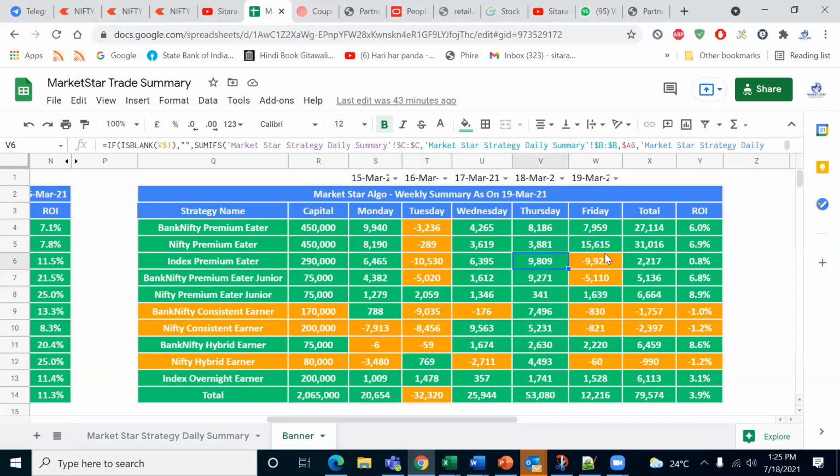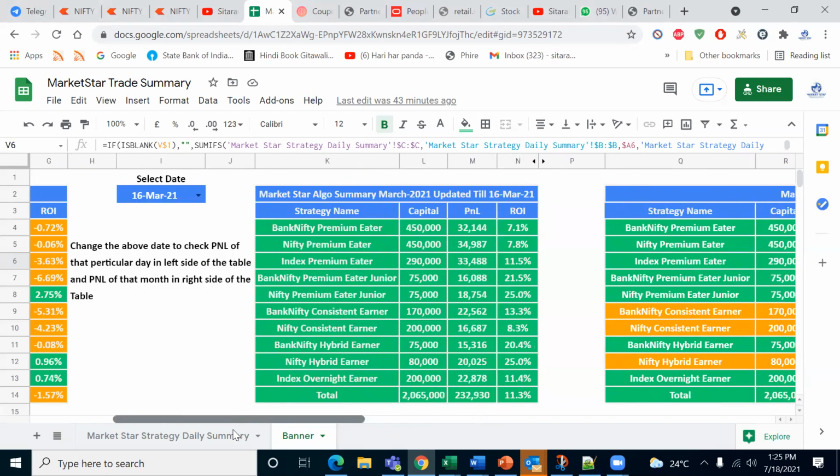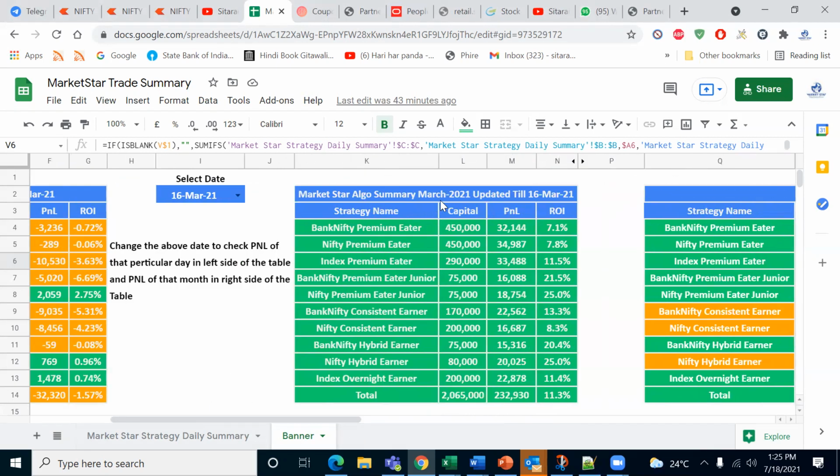So the entire week, even after two major losses, still ended in a very good profit. Now, what happened to the monthly result of March? The monthly result of March, if you see here, index premium meter: on 2,90,000 capital, the strategy has given you 33,488 rupees total profit, and ROI is 11.5%.